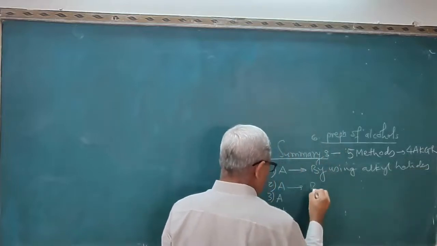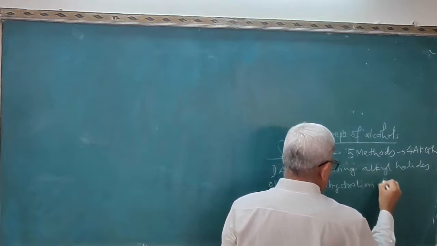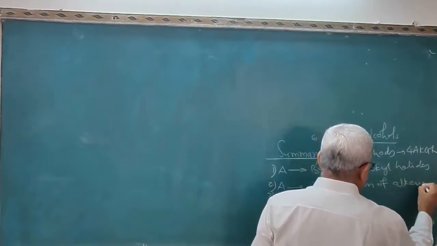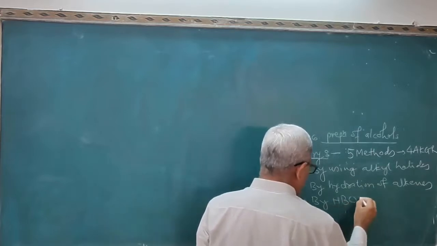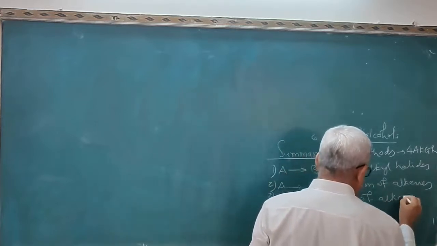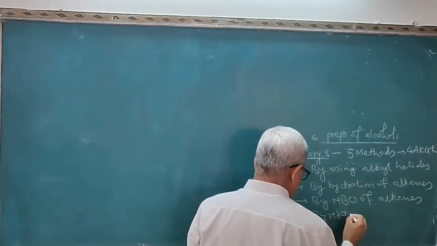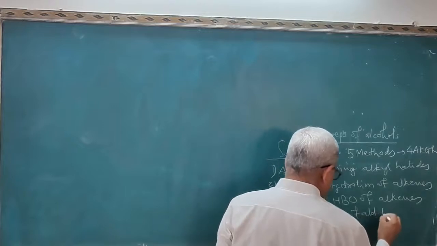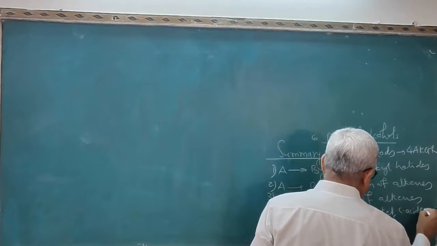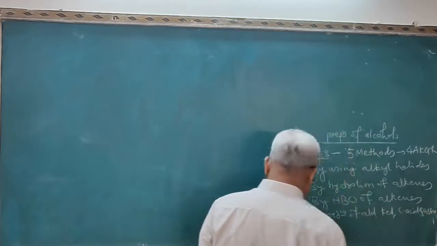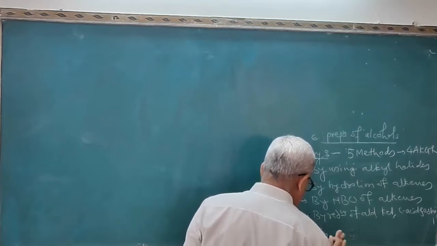Second is by hydration of alkenes. Third is by hydroboration oxidation of alkenes. Fourth is by reduction of aldehyde, ketone, carboxylic acid and esters. Last, by using Grignard's reagent.